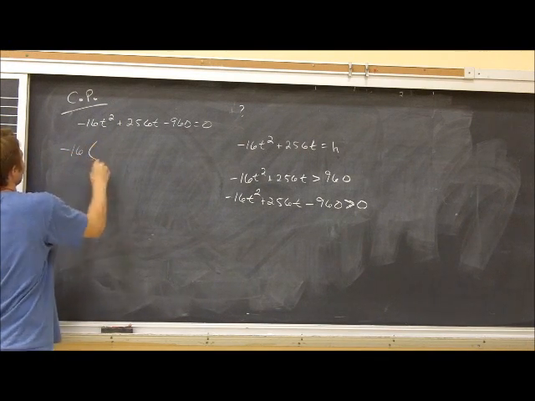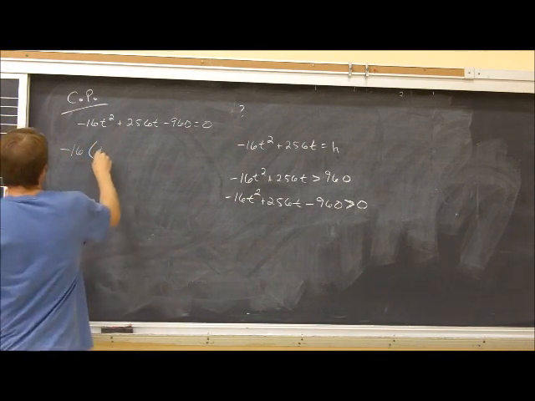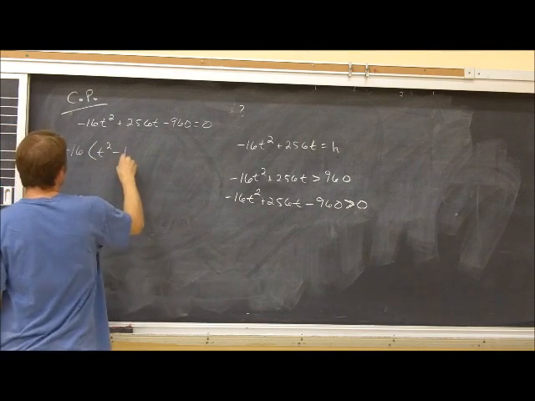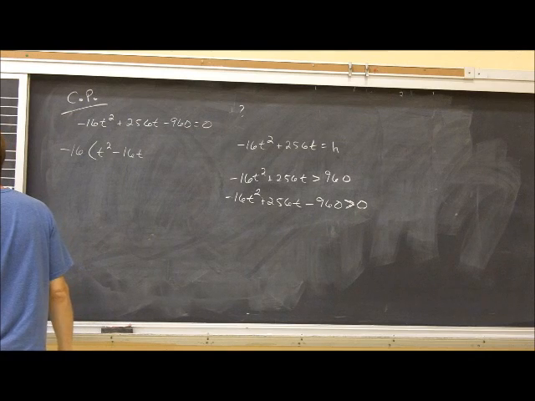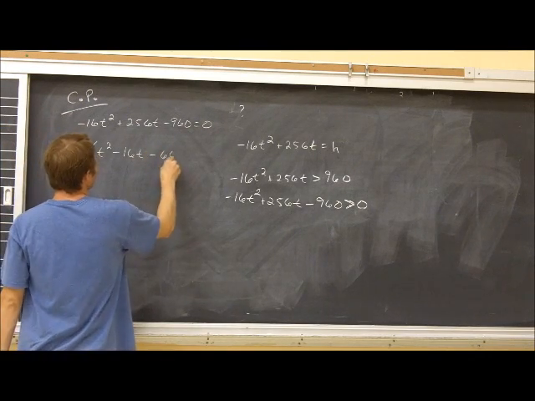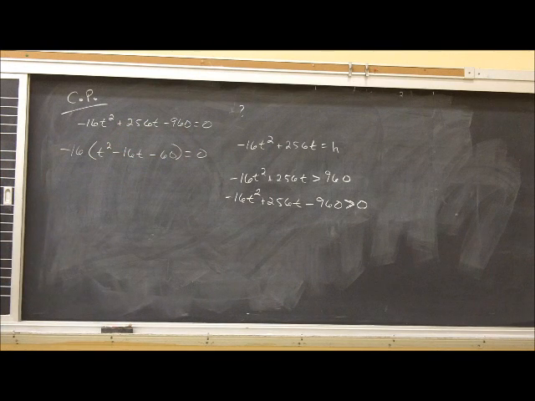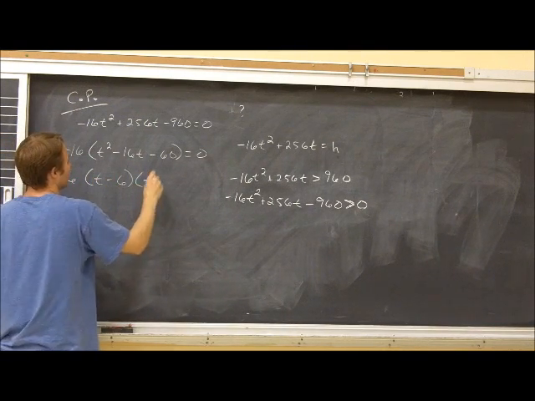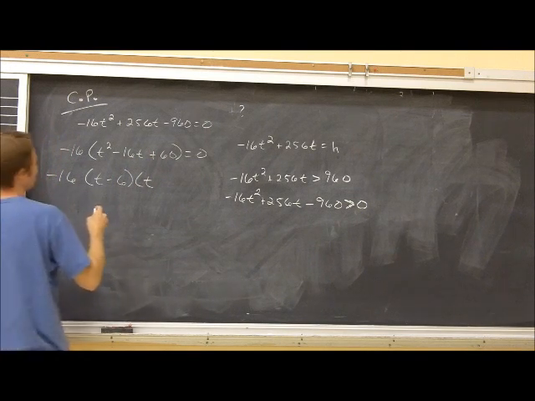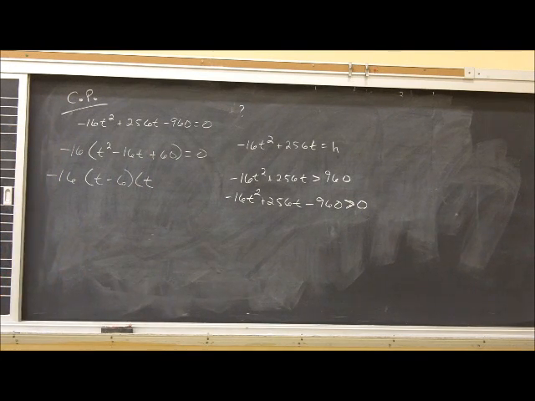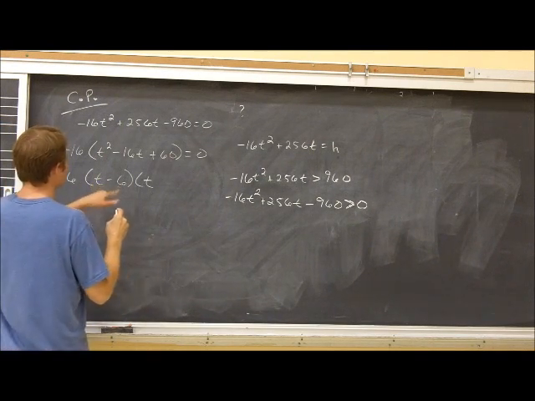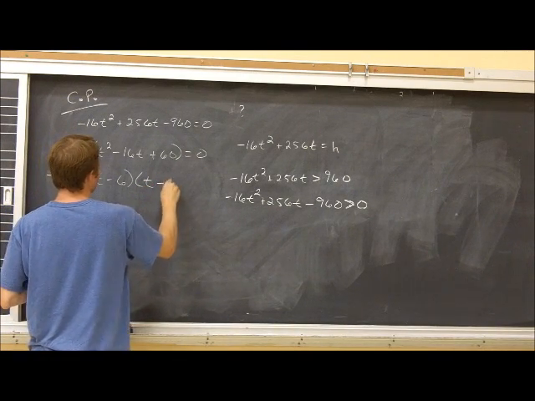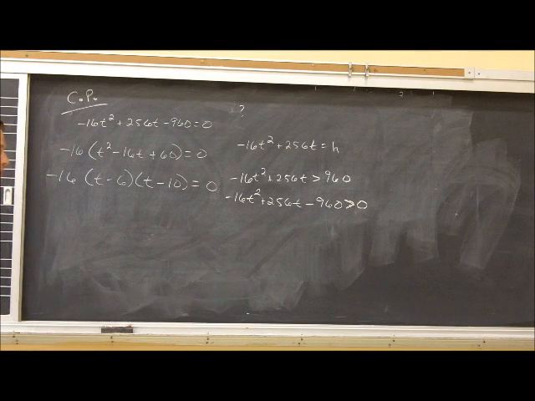Well, I can actually factor out the negative 16 here, and I'll be left with t squared minus 16t. And then I'll be left with a minus 60 here. This looks like a pretty difficult problem at first to factor, but after you pull out the negative 16, it actually becomes quite nice, because, I'm sorry, this should be plus 60. So this will become t minus 6 and then t minus 10. This is what I'll get. Oh, there we go. Sorry about that.